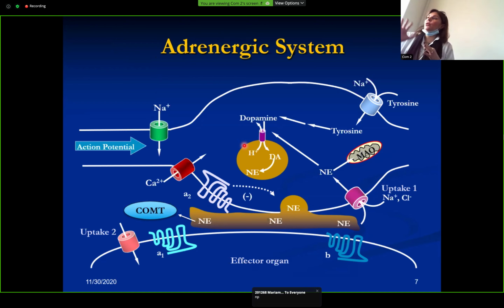Now, how will the synthesis of norepinephrine start, and how will it be released? Can someone recall the major parts? Yes. So you have first from tyrosine, it should go directly to what? You have different steps, different enzymes.